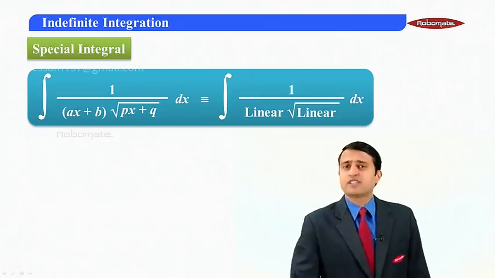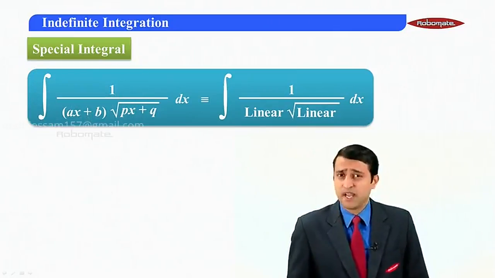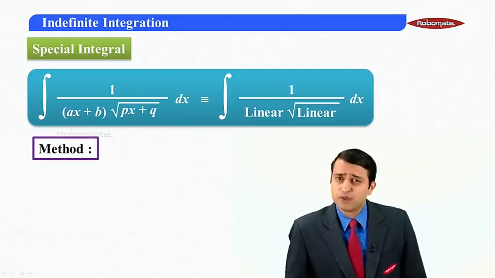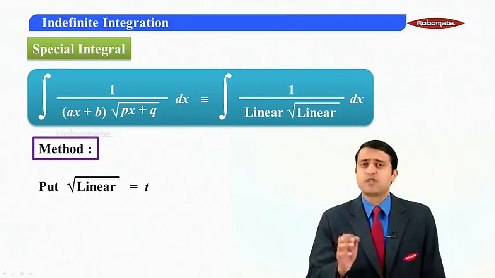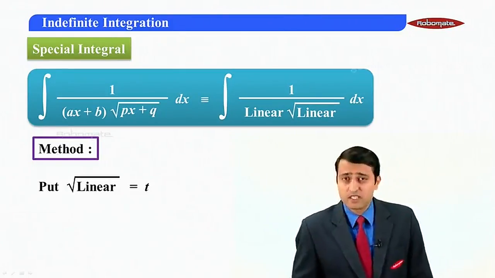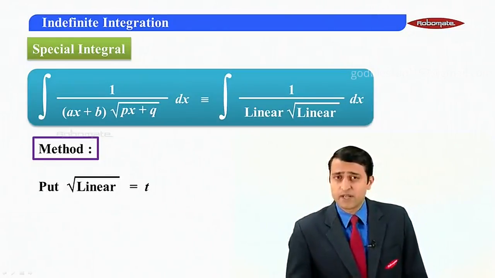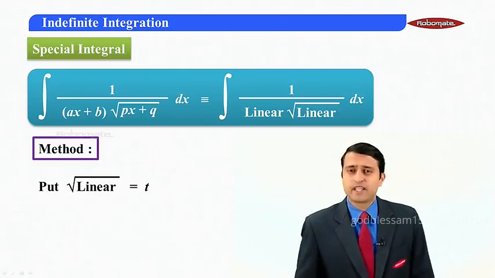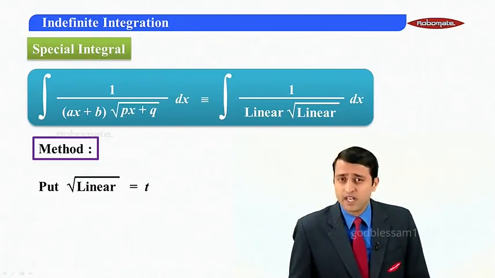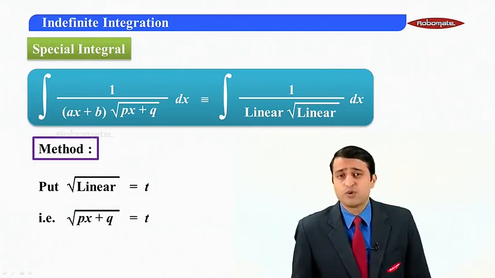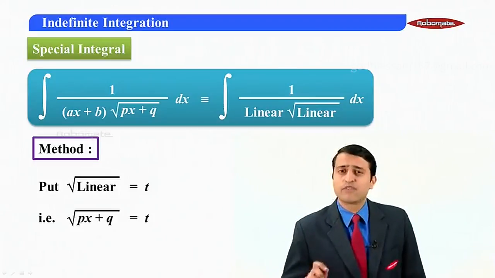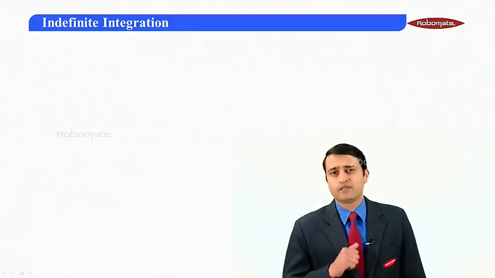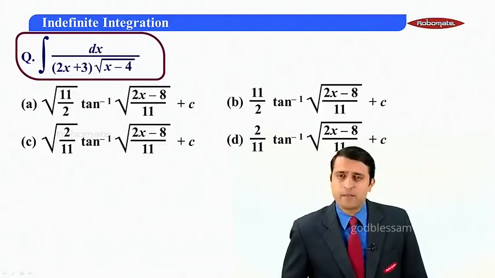Now if such a case is asked, what is my method? The method is very simple. You have to put root of linear equal to t. That means out of the 2 linear expressions, the one in the square root has to be substituted. So let me write that explicitly for you: let us put px plus q equal to t square, or root of px plus q is equal to t. That means px plus q is t square. Correct? Let's take one example based on the same.